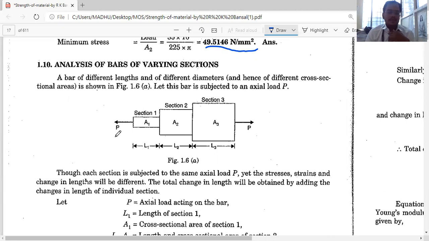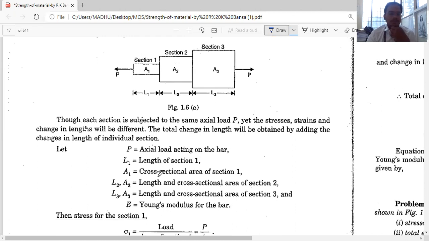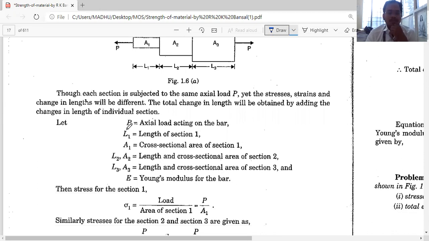Now, looking at this picture, there is a stepped bar of different cross-sectional areas A1, A2, A3, in section 1, section 2, section 3 respectively, and there is an axial tensile load acting, with respective lengths L1, L2, L3. Now, at different sections, what is the stress? Sigma 1 is load by area 1. The same load is acting. Sigma 2 is load by area 2. Sigma 3 is load by area 3. Those are the stresses.